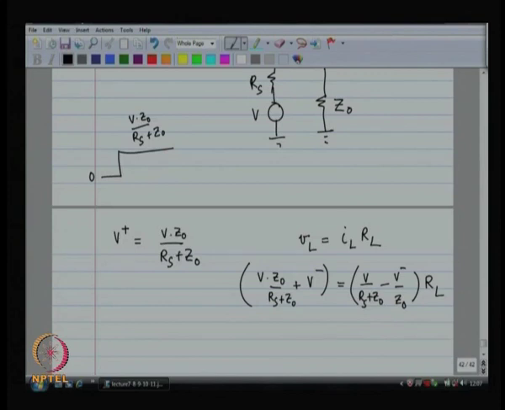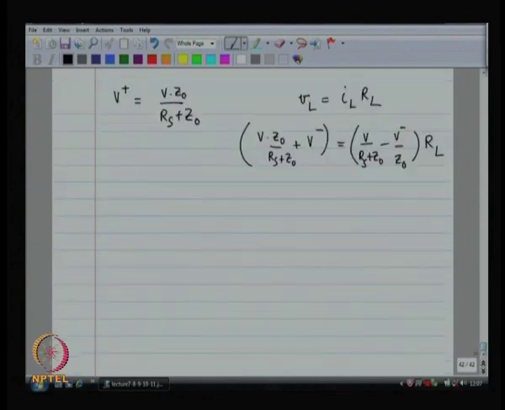So, it is a simple matter of doing a couple of transpositions, and so what you are going to find out is V times Z naught minus RL by Rs plus Z naught, right. Something of this fashion.